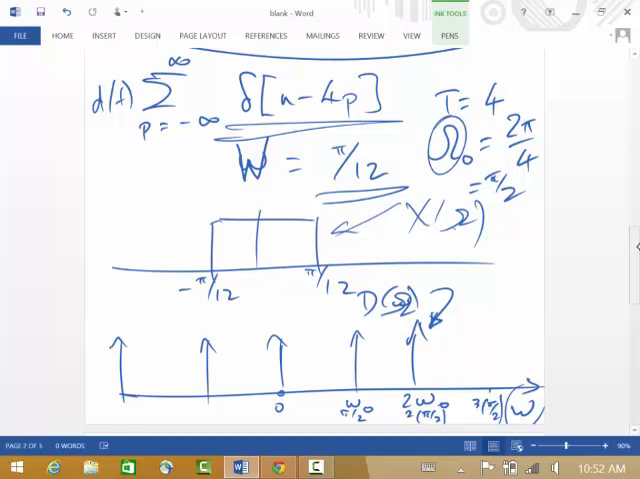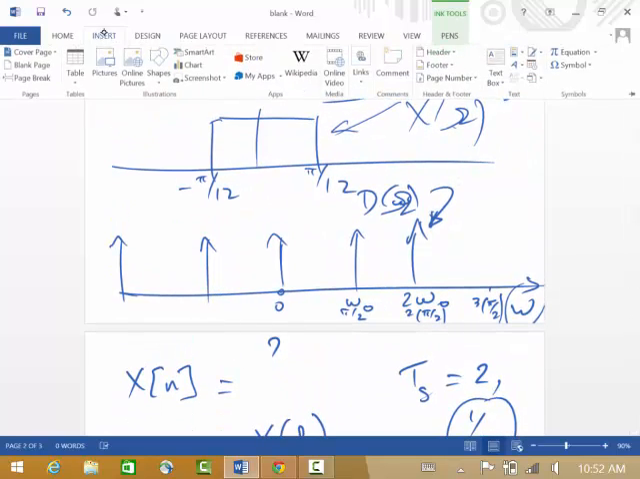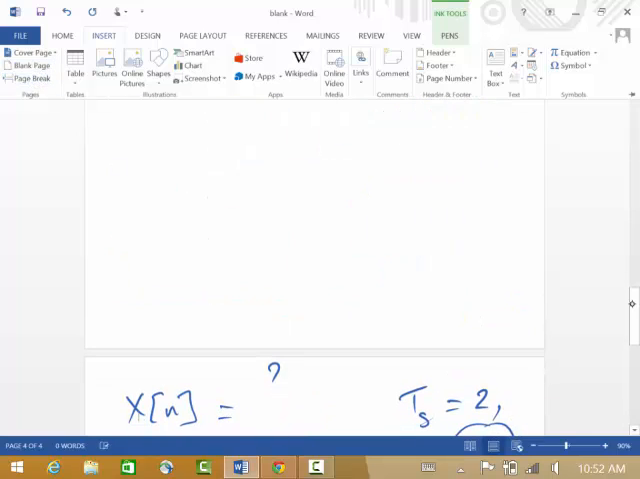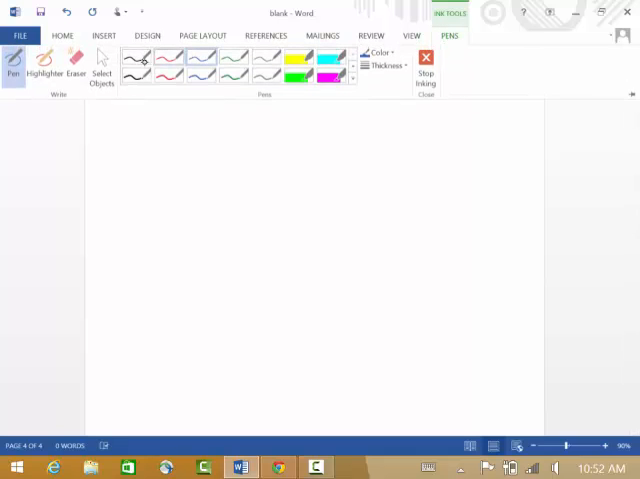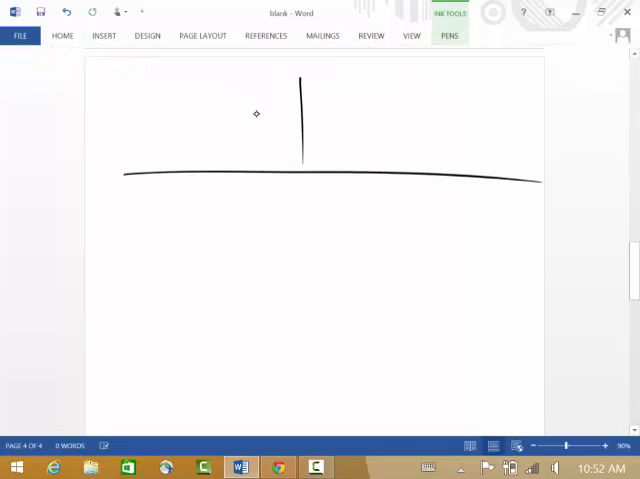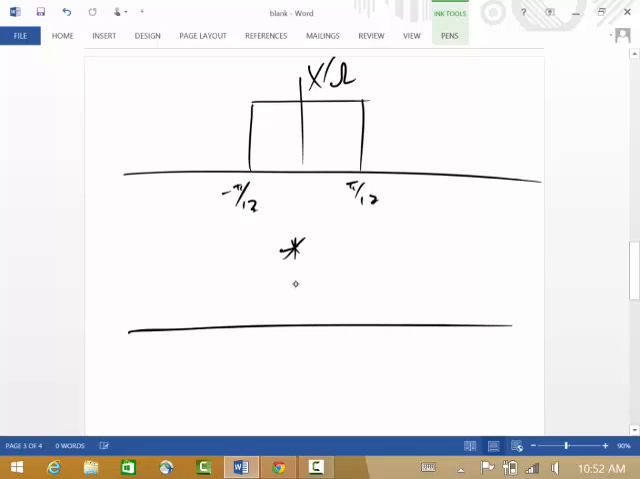So every single, have I got space here? No. So if I say to you that I have, and there may be all sorts of errors in what I'm doing, but I hope not, our X of omega, what was the width of X of omega? Pi by 12? It goes from minus pi by 12 to pi by 12, and we convolve that with deltas that are spaced by pi by 2.